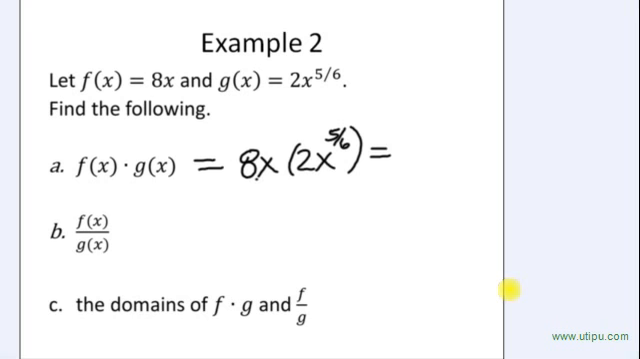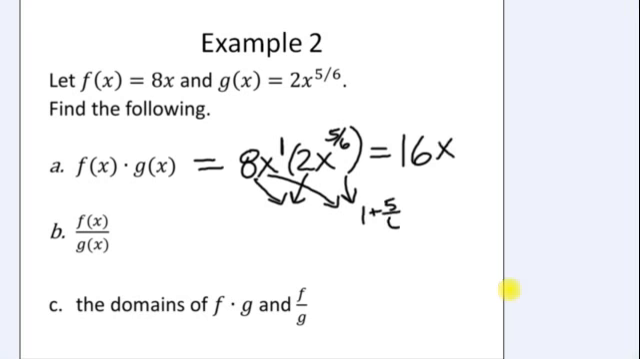So here, it's all multiplication, so I can multiply 8 and 2 together first because the order I multiply does not matter. So that gives me 16. And then I can multiply like bases. This would be x to the 1st power times x to the 5/6 power. So I want to do that by adding the exponents. 1 plus 5/6 would be 1 and 5/6, or 11/6. It's usually best to write it as an improper fraction. And I get 16x to the 11/6 power.